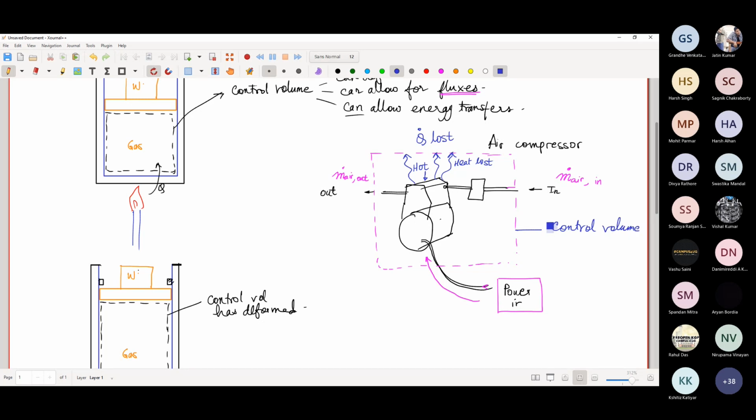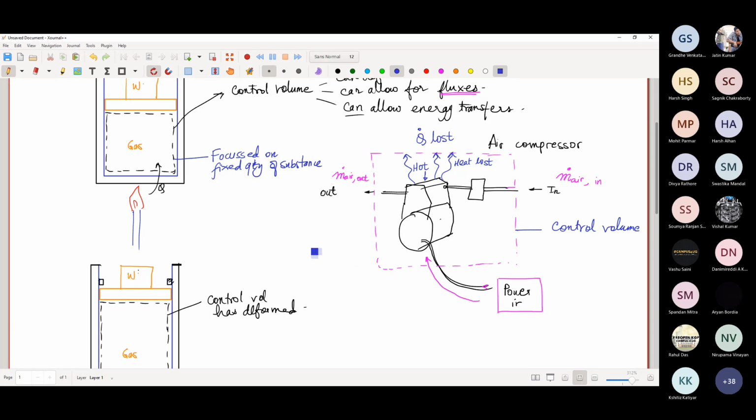So what is the difference between the first example and the second example? In the first example, the identity of the substance selected was fixed. We focused on a fixed quantity of substance, while in the second example, we kept our control volume fixed.